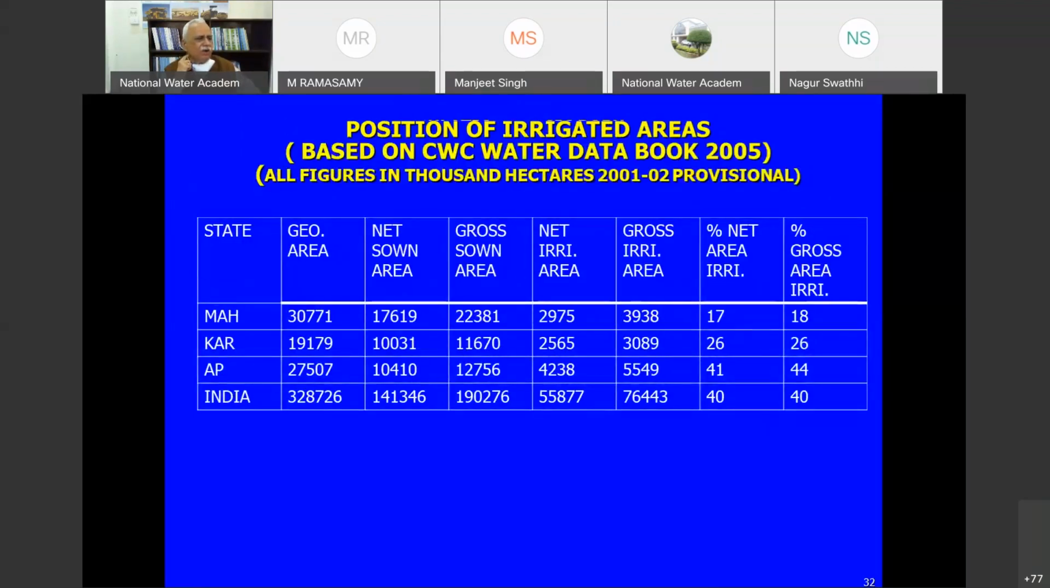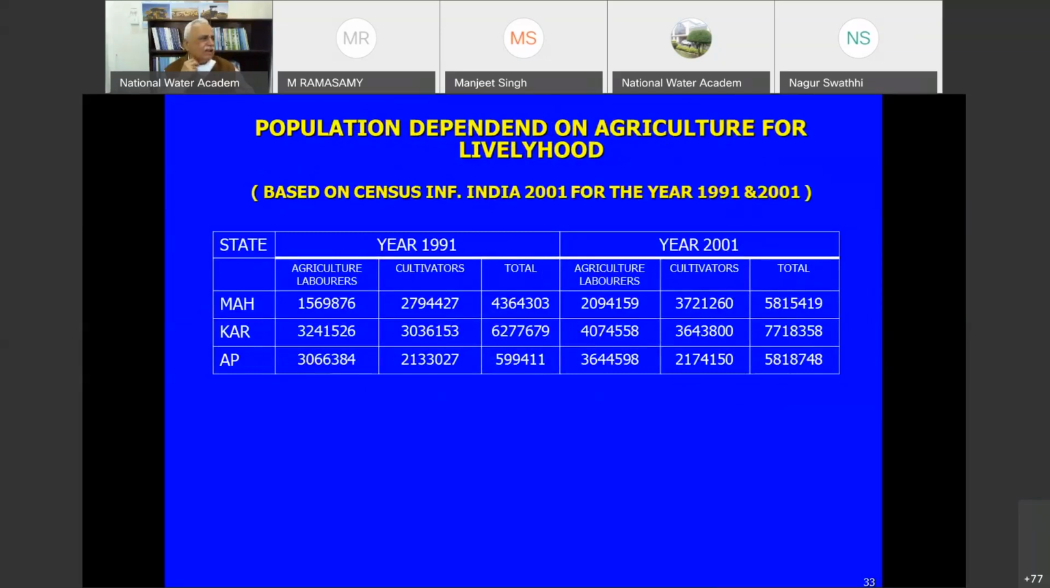The irrigation scenario of the three states has also been considered, and you will see that Maharashtra has the least irrigation, about 18%, Karnataka 26%, Andhra Pradesh 44%, and at that time India's average was 40%. So Maharashtra and Karnataka had much less irrigation as compared to the national average as well as Andhra.